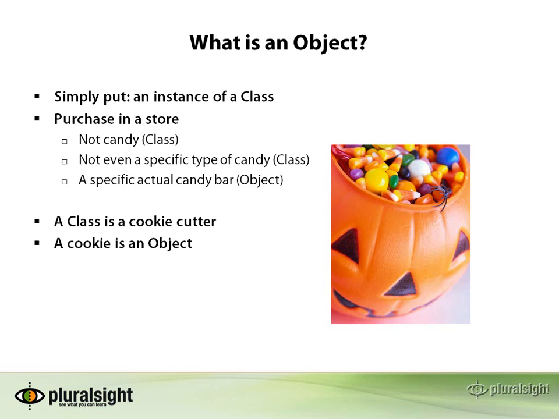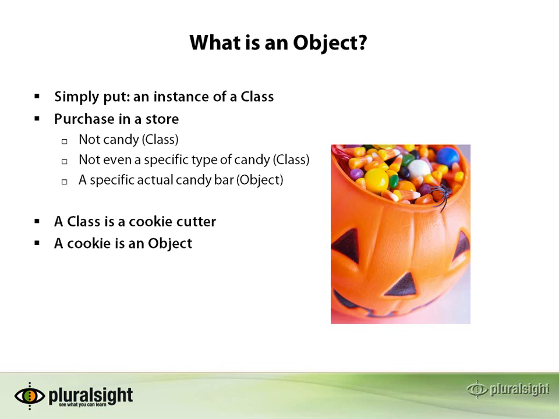So another way to think about this is a purchase in a store. Now, if you went to a store and you said, I want some candy, well, that's not an object. Not candy. Candy is a class. If you just said, I want candy, the person selling the candy might say, you need to be more specific than that. I want a specific type of candy. Well, that's still not even good enough of a definition.